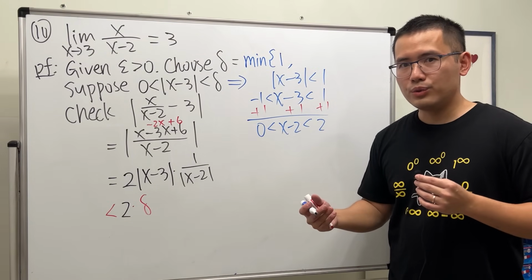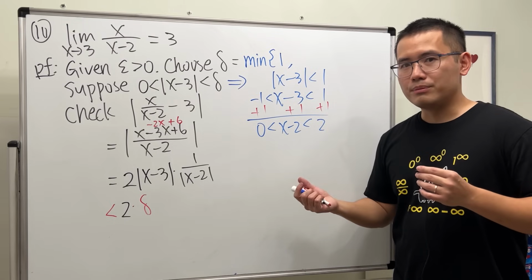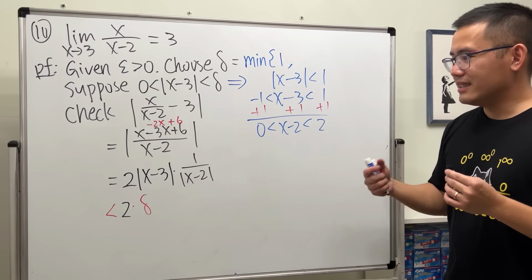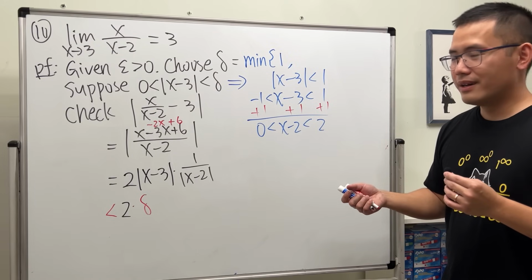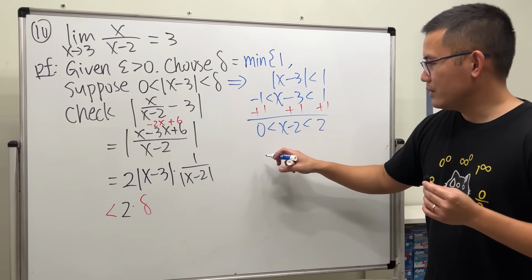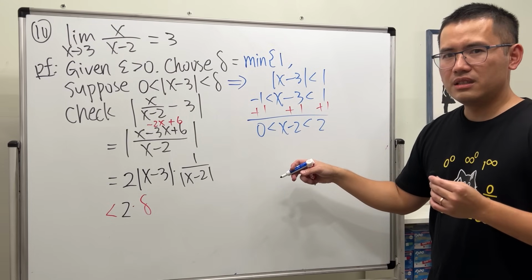Remember, I told you guys to do what? Reciprocal on both sides first, right? And then take the absolute value. Just imagine, if I take the reciprocal, then I get a 1 over infinity.